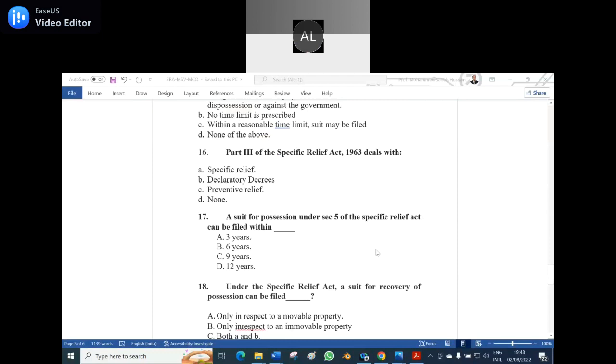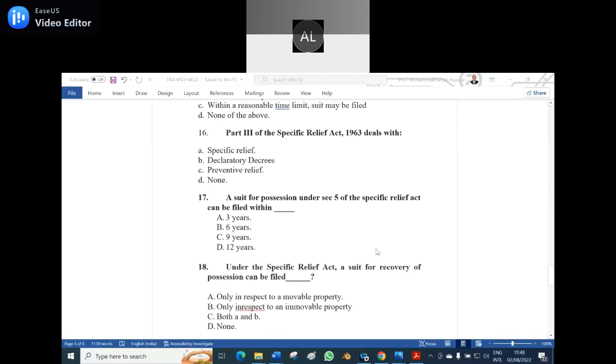17th question. A suit for possession under the section of the Specific Relief Act can be filed within option A, 3 years, option B, 6 years, option C, 9 years, or option D, 12 years. Yes, ma'am. 12 years is the correct answer. Option D is the correct answer.